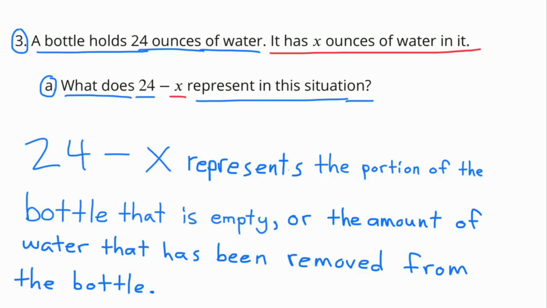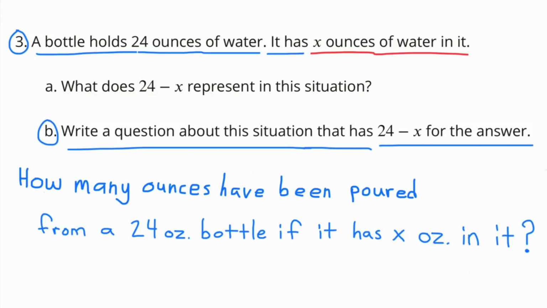Number 3. A bottle holds 24 ounces of water. It has X ounces of water in it. A. What does 24 minus X represent in this situation? 24 minus X represents the portion of the bottle that is empty, or the amount of water that has been removed from the bottle.